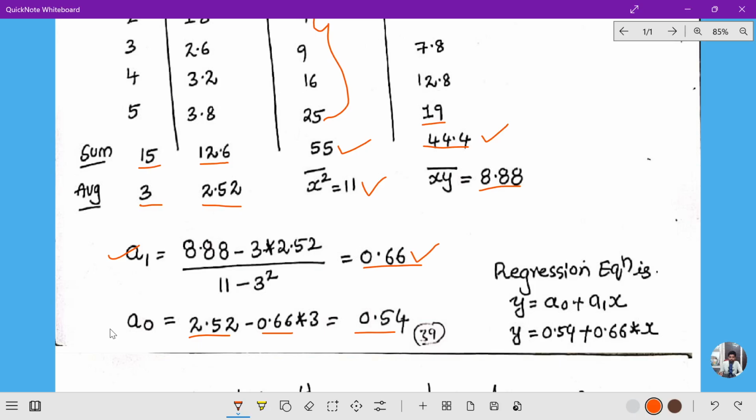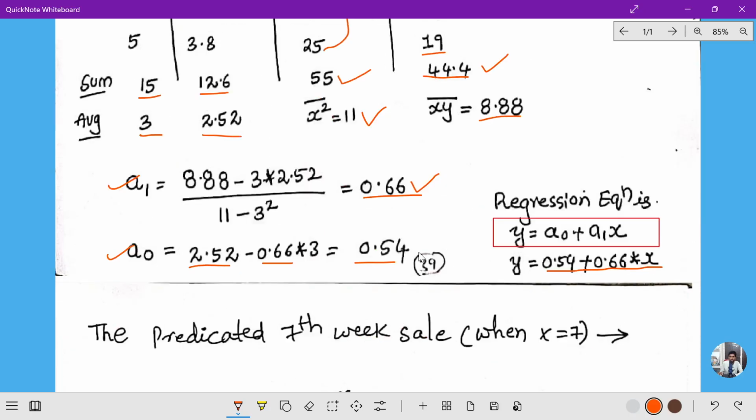Now we need to substitute the values into the linear equation. This is the regression equation, y is equal to a0 plus a1x. So y is equal to 0.54 plus 0.66 into x. This is called simple linear regression.